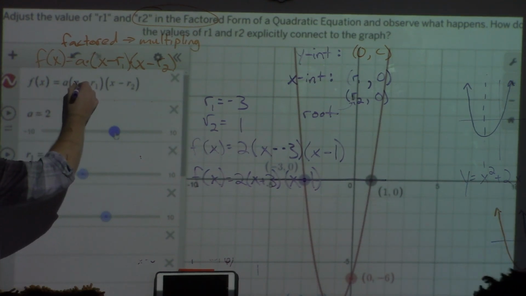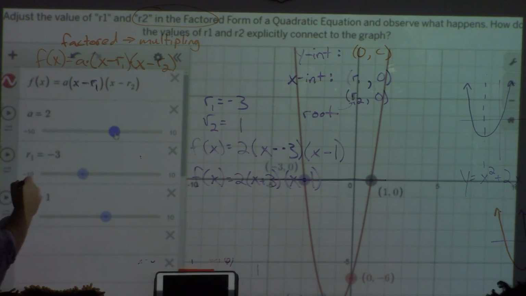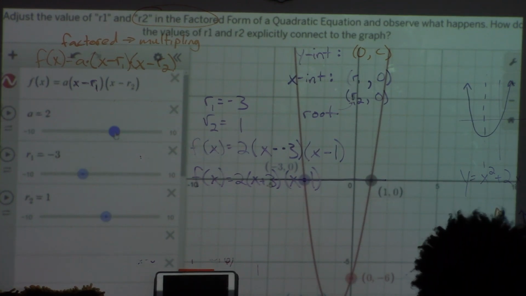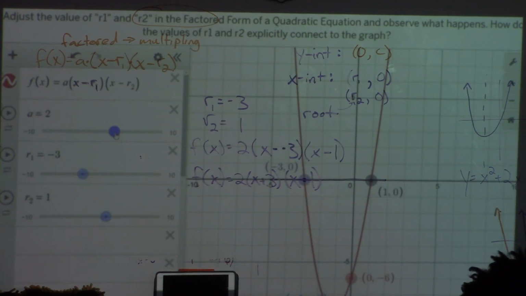Right here, you see where it says x minus R1? Notice how it has a minus, so it's always going to be the opposite of whatever the sign actually is.